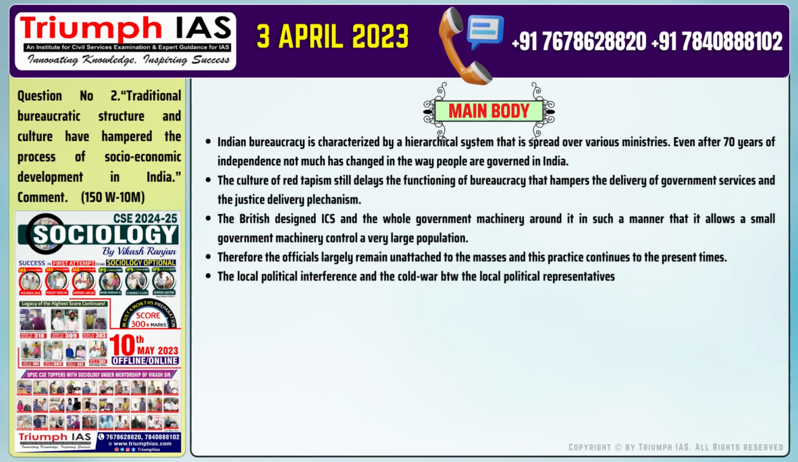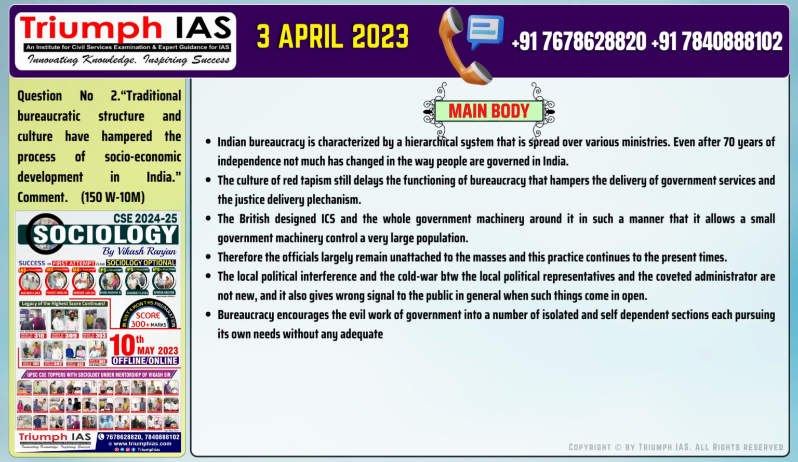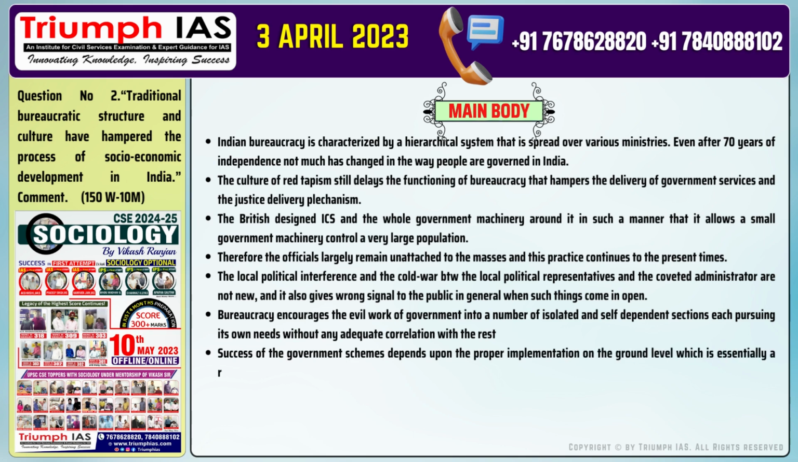Number 5. The local political interference and the nexus between the local political representatives and the coveted administrator are not new, and it also gives a wrong signal to the public in general when such things come in the open. Number 6. Bureaucracy divides the work of government into a number of isolated and self-dependent sections, each pursuing its own needs without any adequate correlation with the rest. Number 7. Success of the government schemes depends upon the proper implementation at the ground level, which is essentially a responsibility of bureaucracy.